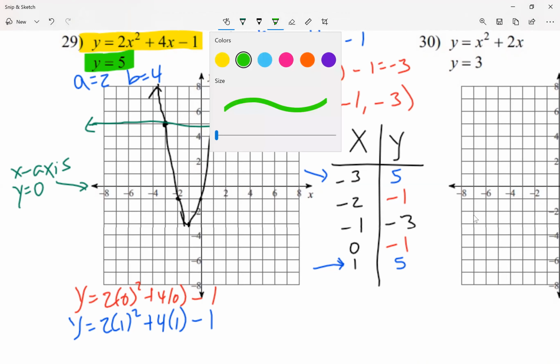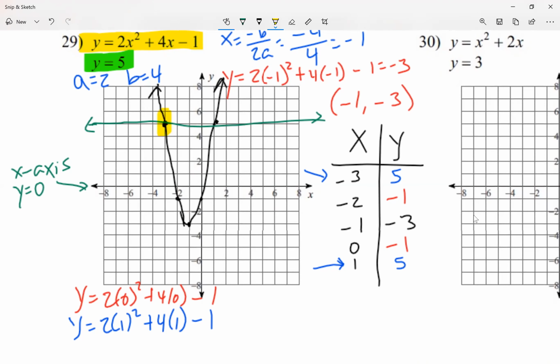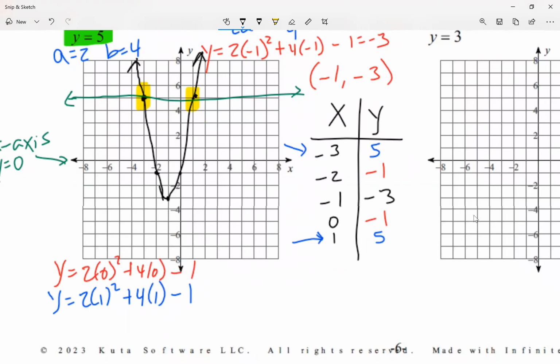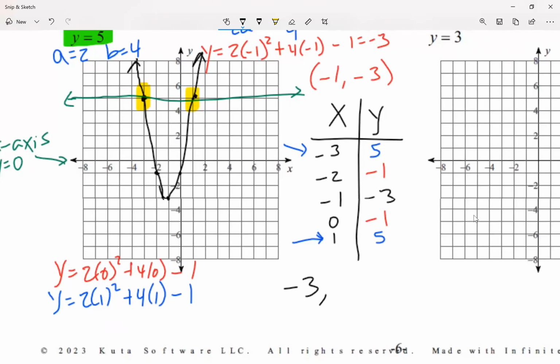Now I see my two lines intersect right there. What I want you guys to do is tell me what are the values of x of those 2 points. My answer here will be -3 and 1.